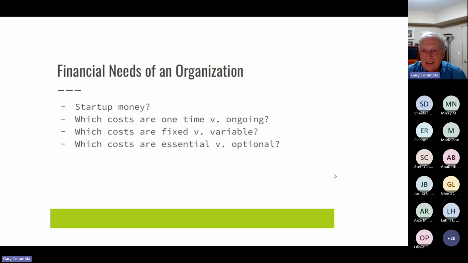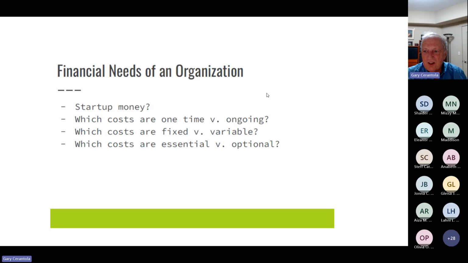Okay, so financial needs of an organization, well, you need startup money. You need to know which costs are one-time versus ongoing. So you know that you're always going to need electricity. You're always going to need to buy a new vehicle at some point in time. But there's some one-times where, well, just registering the business, that's a one-time. You don't have to register it every year.